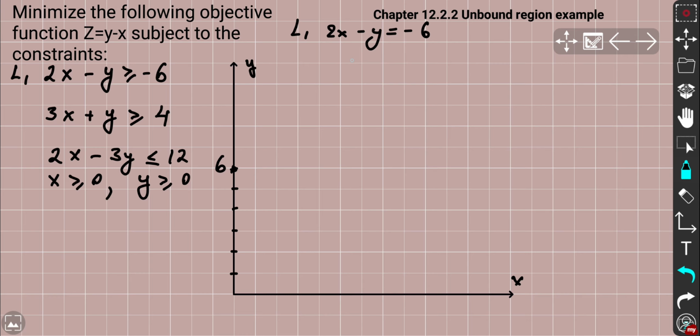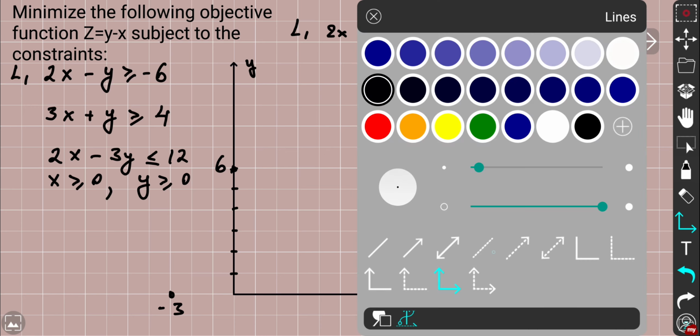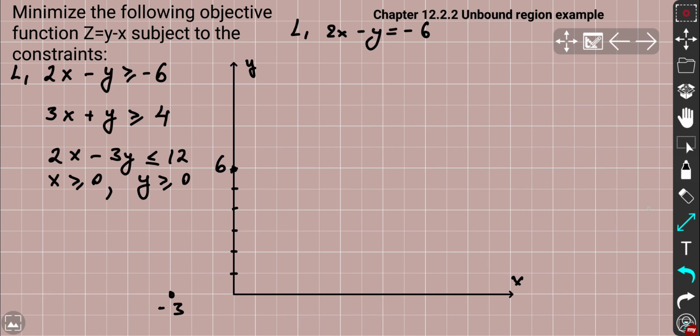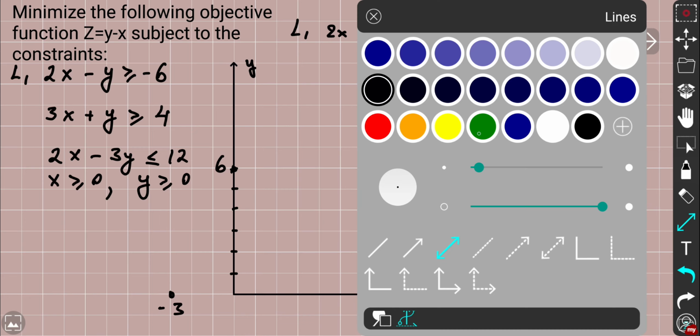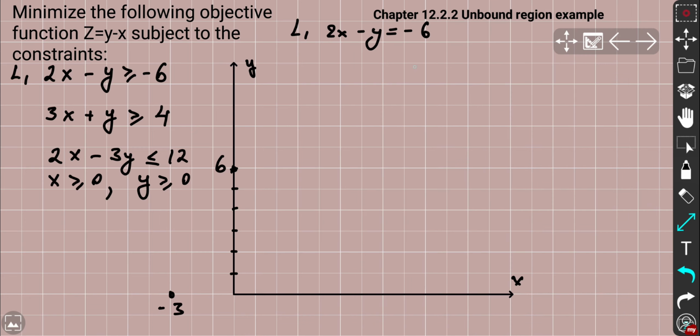For another point, if y equals 0, I get x equals negative 3. So it's here, that's another point. Here I'm going to connect them with a line segment. Which color to use? I'm going to use that one. That's how my line L1 goes.